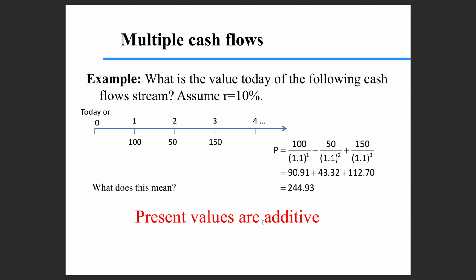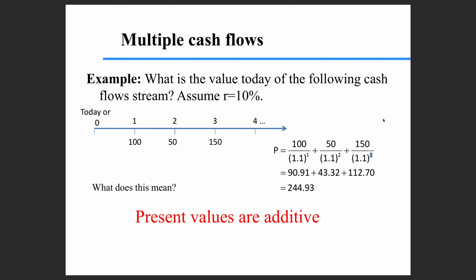So assuming that the interest rate in this example is 10%, this is how I calculate present value of each of these 3 cash flows. The first one is discounted by 1.1 to the power 1. The second one, because it's time 2 cash flow, is discounted by 1.1 to the power 2. And the third one, because it's time 3 cash flow, is discounted by 1.1 to the power 3. The value of this project today is $244.93.